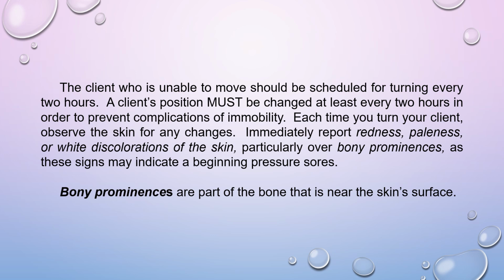So where are your bony prominences? Of course, your elbow, di ba? What else? Your ankle, di ba? And all the others. Your sacral area also. That is why you need to have prevention of what we call your pressure ulcer.